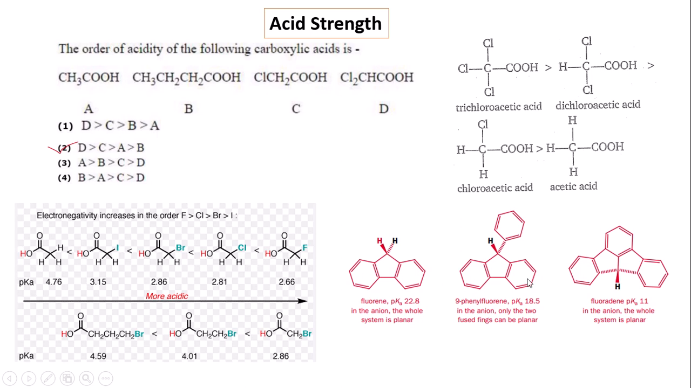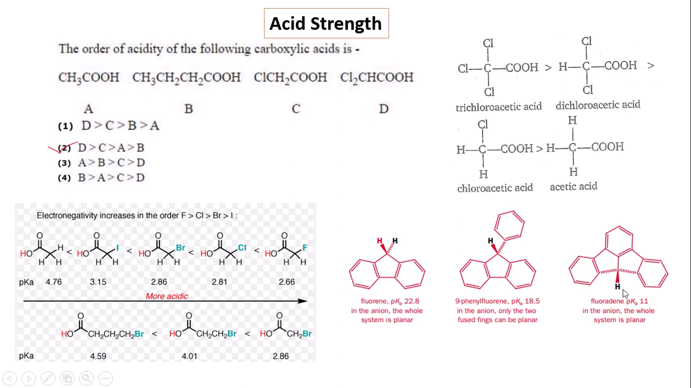And this problem is given from the Clayden book, where the acidity of different cyclopentane fused derivatives is given. Here in the case of fluorene, the pKa value is 22.8, but in the case of the indene derivative, the pKa value is 20.